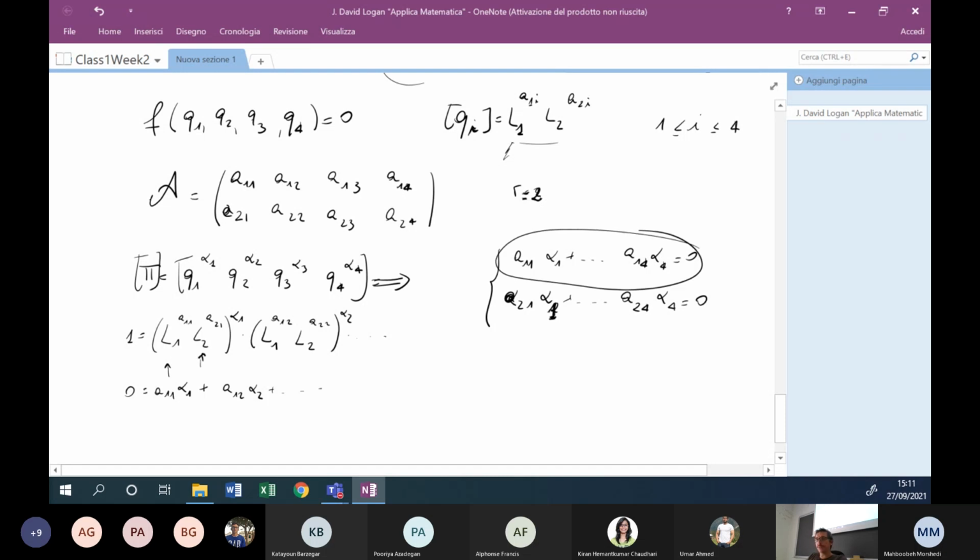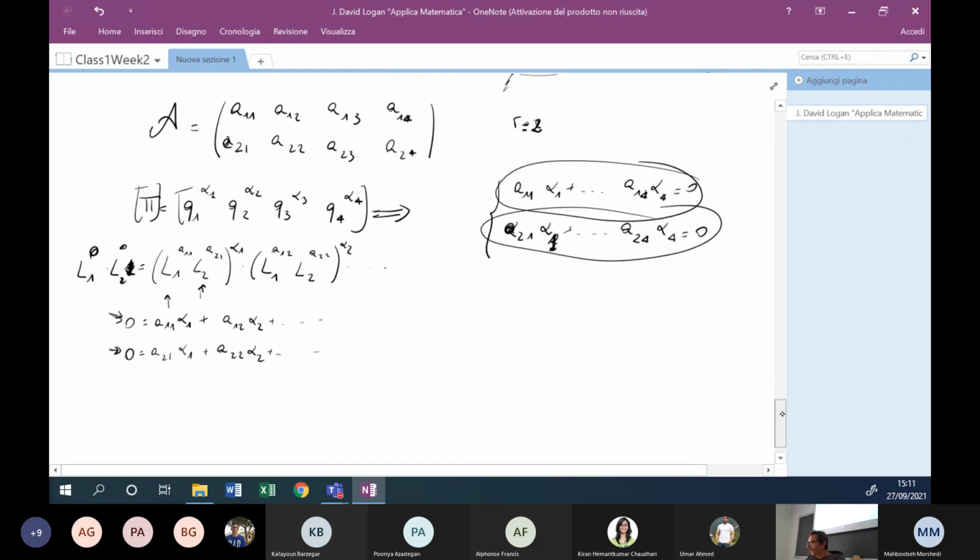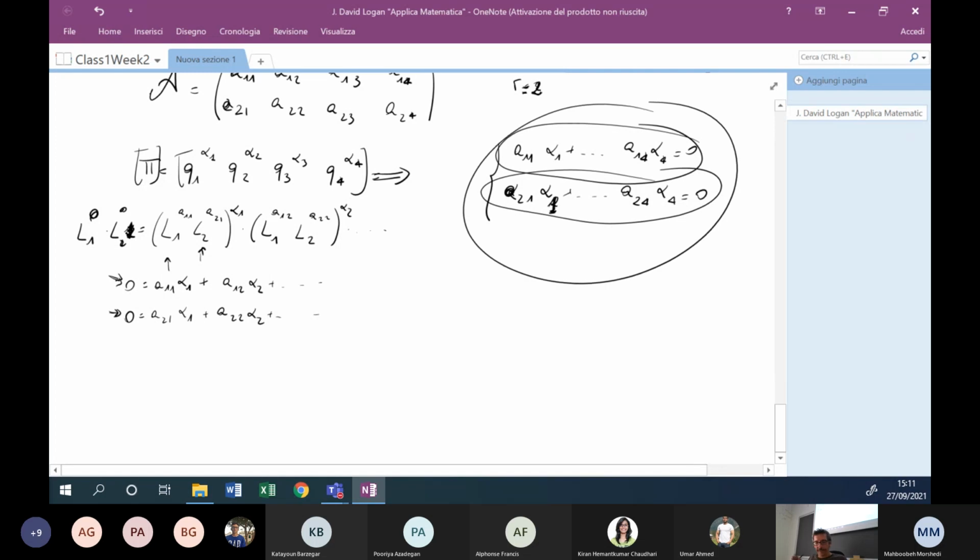And then I take all the powers of L2. So I have A21 times alpha 1 plus A22 times alpha 2, and so forth, again equal to 0. And this is giving me the second equation. Remember that this is equal to 0 because on the left-hand side, this 1 corresponds to L1 to the power 0 times L2 to the power 0. That's why I have these zeros here. All right, so now I have this linear system.